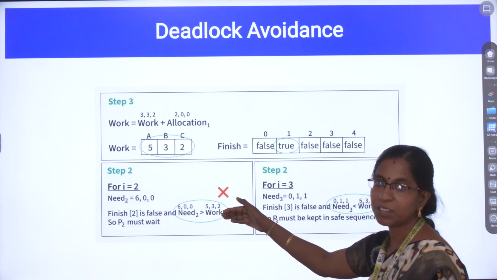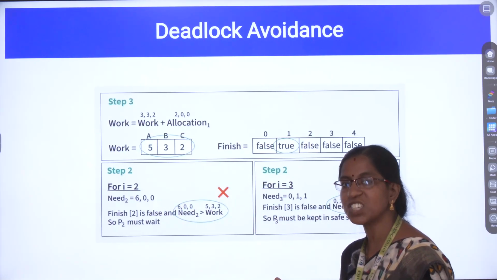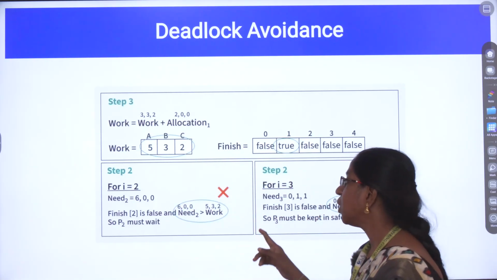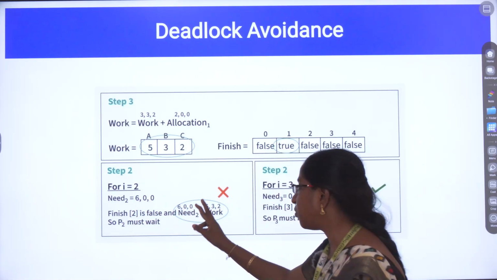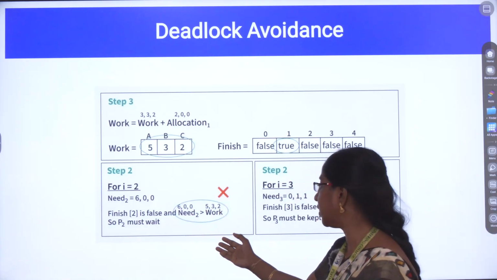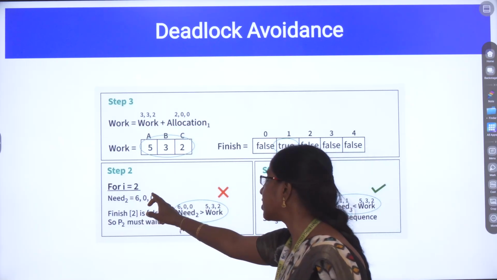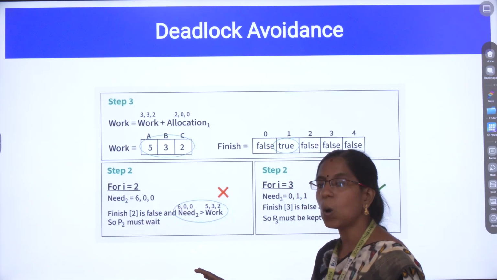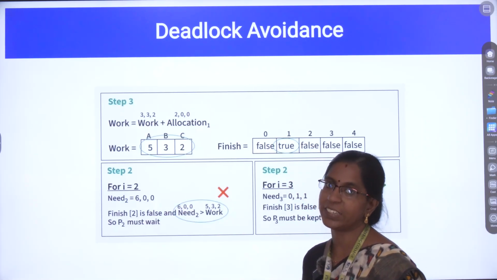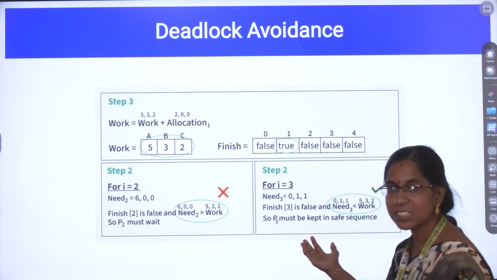Next we move to the second iteration, process 2. The need value of process 2 is 6 0 0. That value should be compared with work. 6 0 0 against 5 3 2, the condition is false. So process P2 must wait. Then we move to the next iteration.